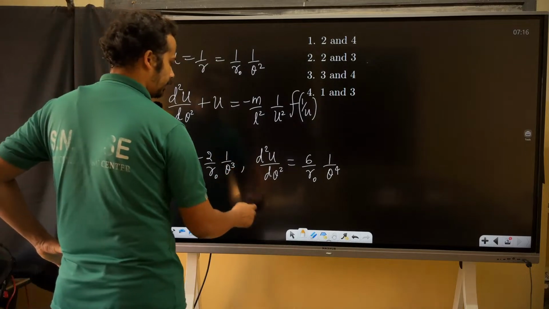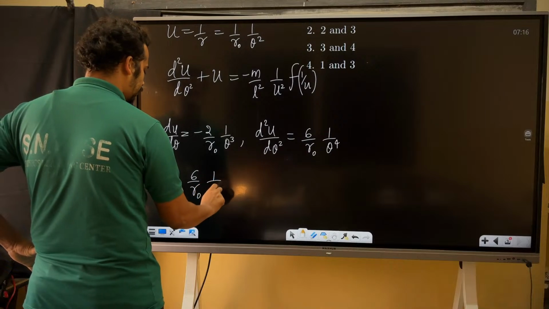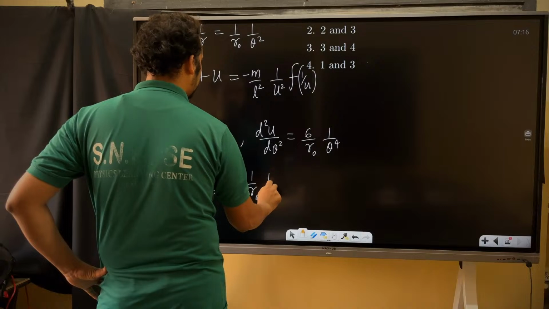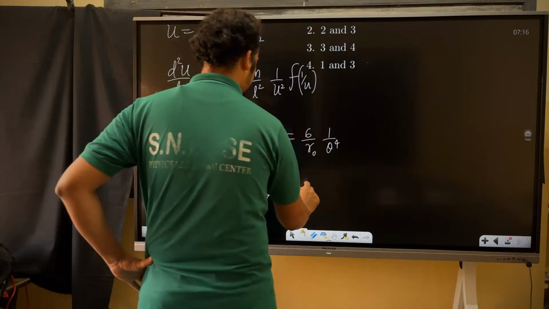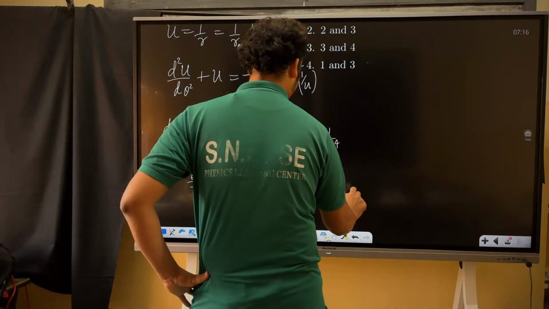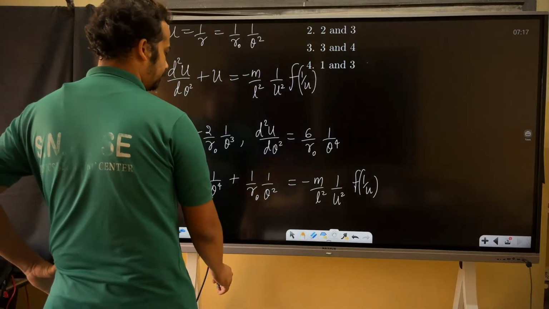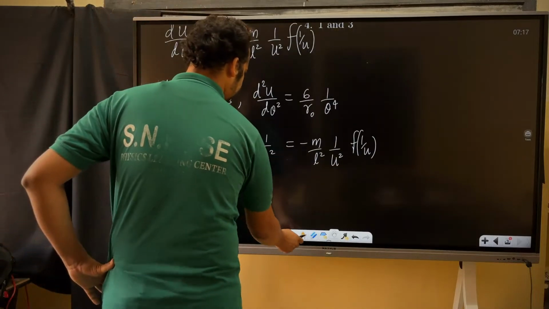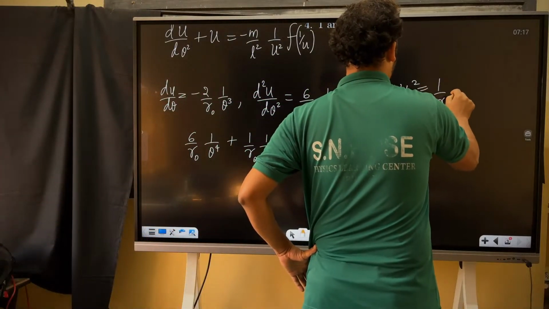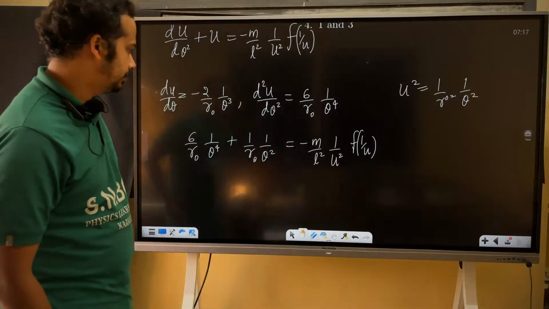Then we just need to substitute. 6 by r naught into 1 by theta raised to 4 plus u, which is 1 by r naught into 1 by theta square, equals minus m by L square, 1 by u square f of 1 by u. That means u square is multiplied to the left side. What is u square? 1 by r naught square into 1 by theta square.